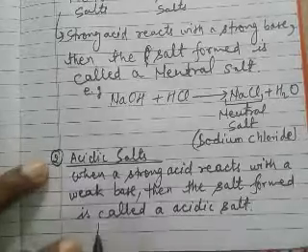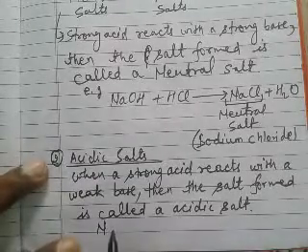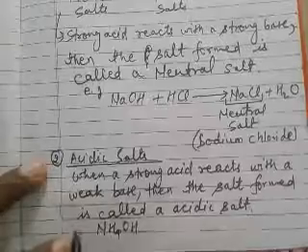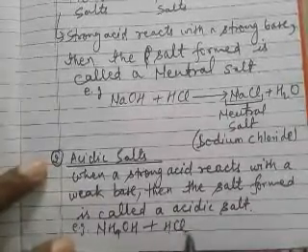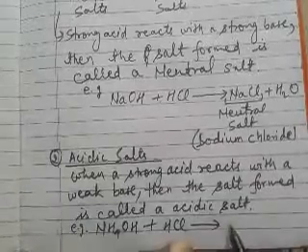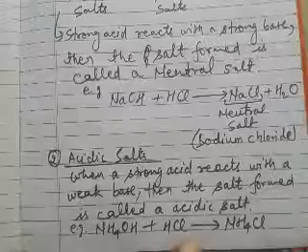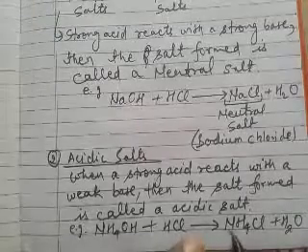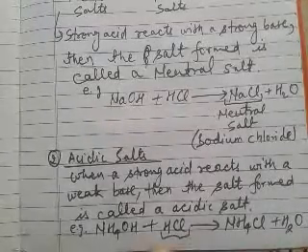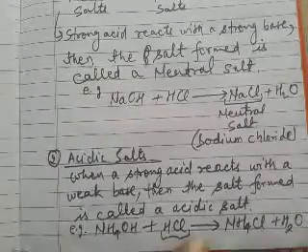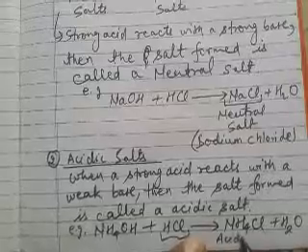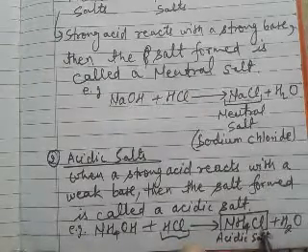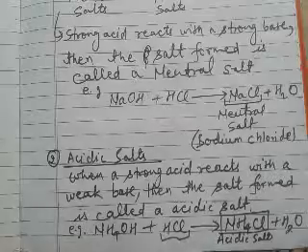For example, ammonium hydroxide reacts with a strong acid, it forms NH4Cl, that is, ammonium chloride, and water. In this reaction HCl is a strong acid, so the salt is also acidic in nature, so it is called an acidic salt, and the name of the particular compound is ammonium chloride.